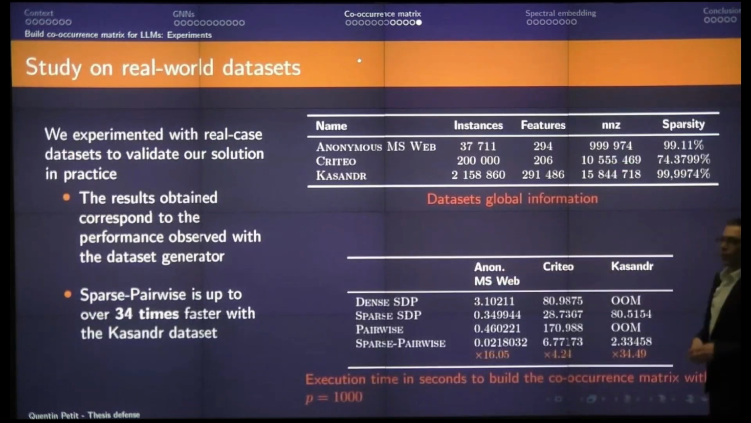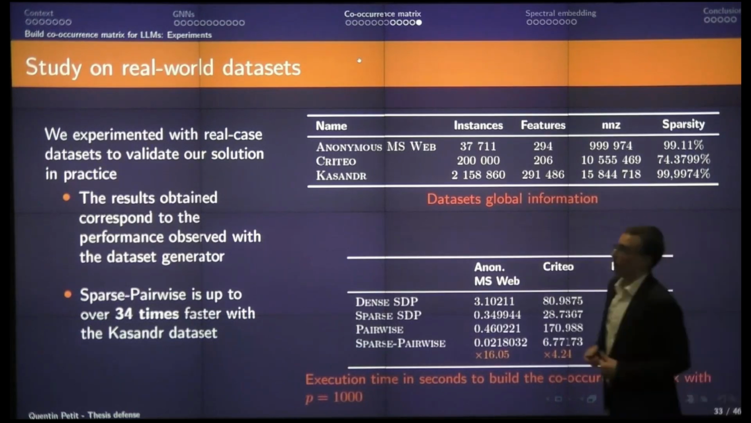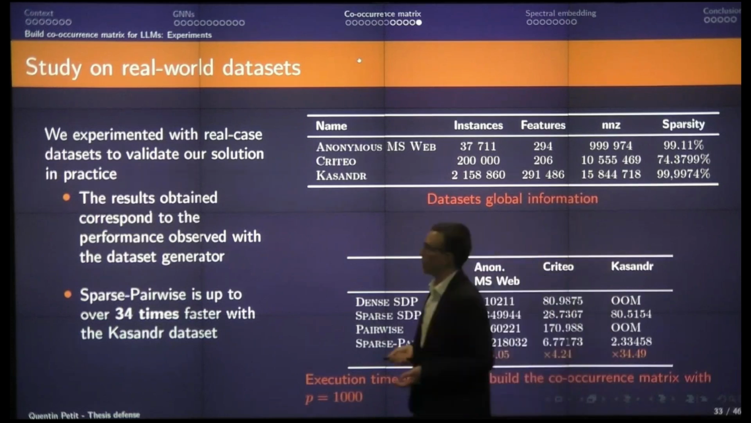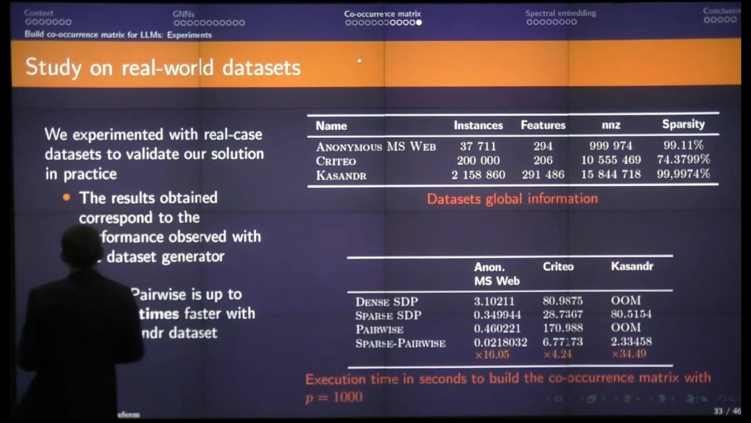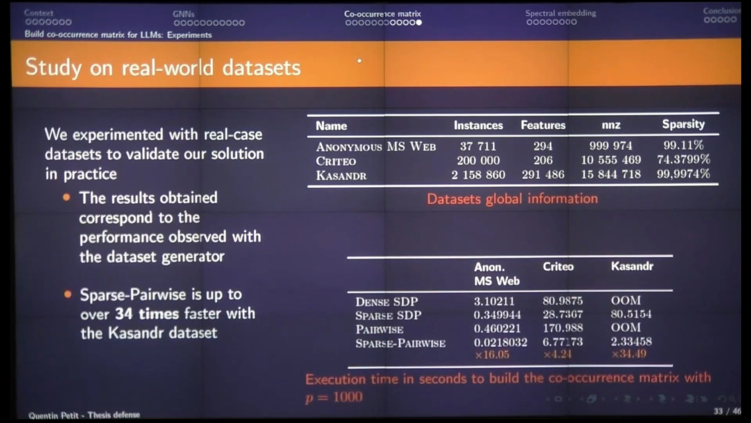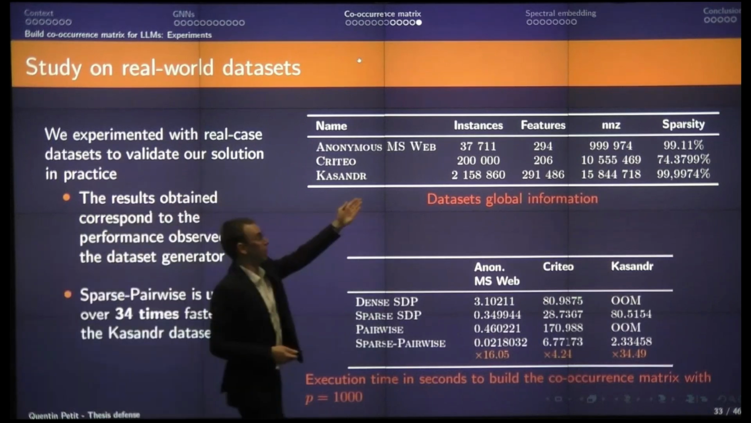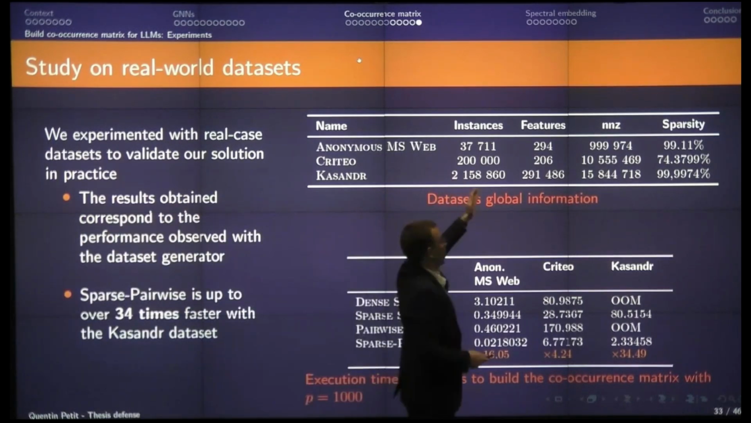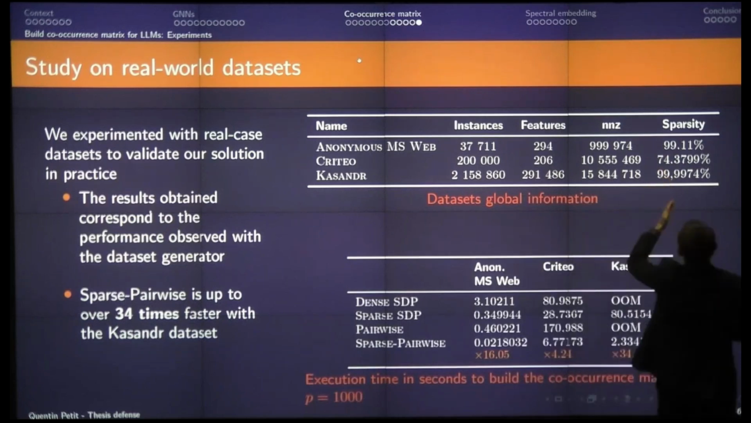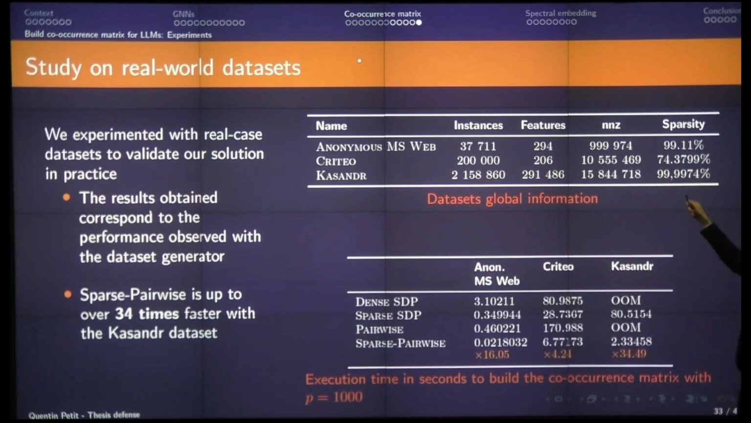Okay, so all these results were obtained with our corpus generator, but we also need to compare with real-world data sets to be sure that we have the same results. So for that, we use 3 different data sets with different sizes and different densities. This means that the matrix is very sparse here. The first one and the third one are very sparse.